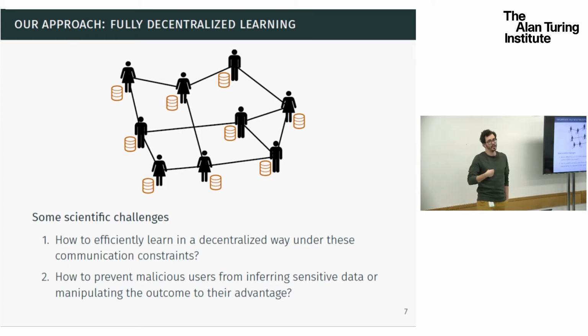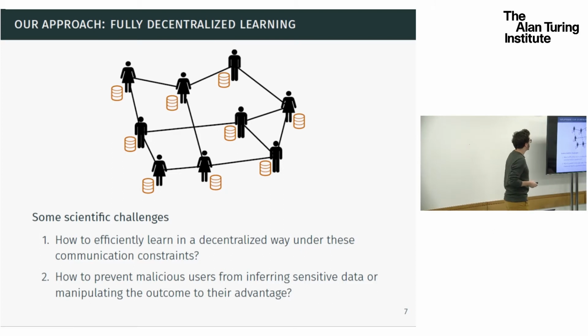I'm never going to share the data directly, but I'm typically going to share some information computed from the data, and so maybe I don't trust the other users in the network, so I need to be able to make sure that they don't learn much about me, okay?